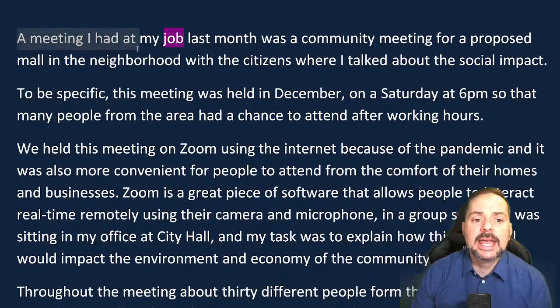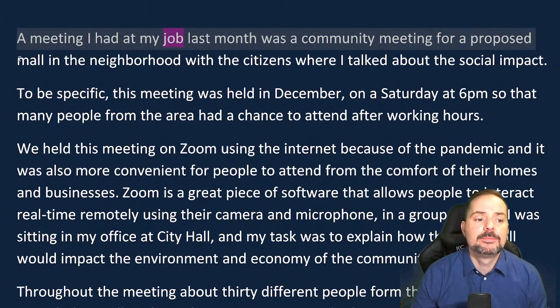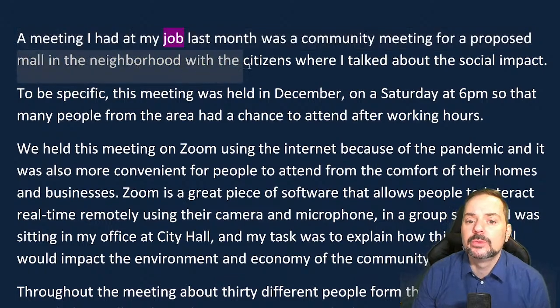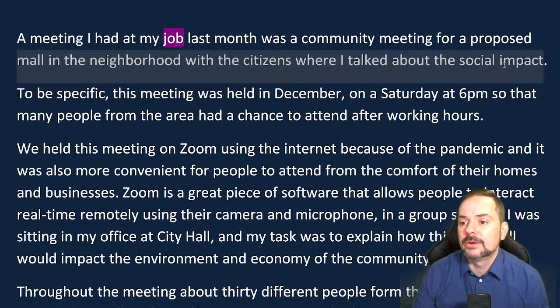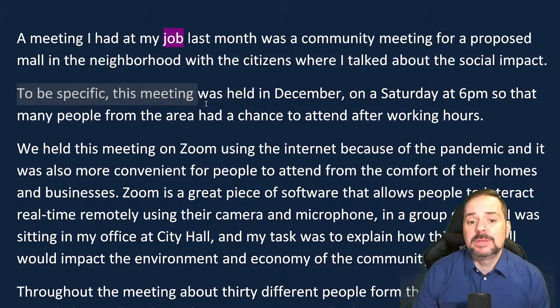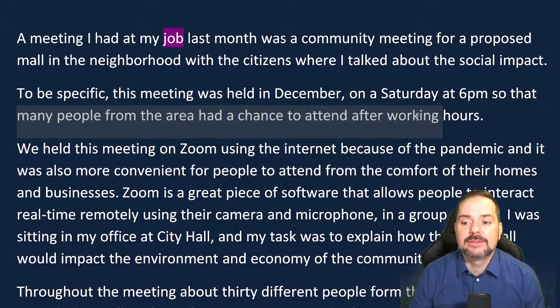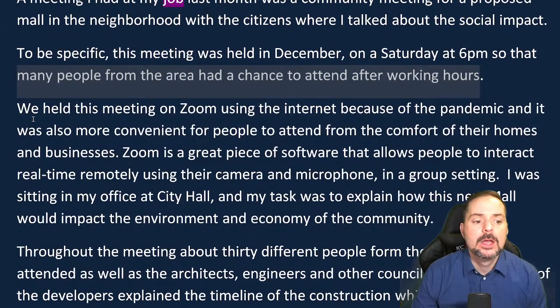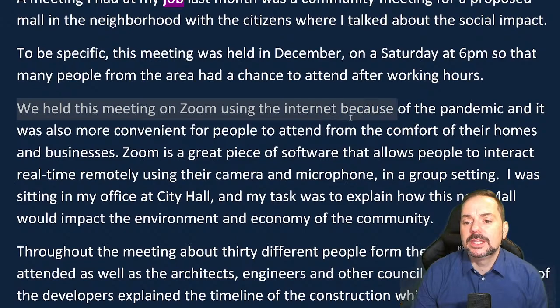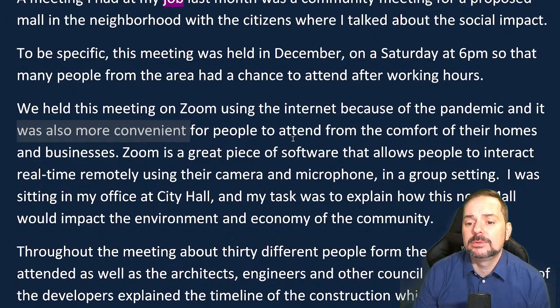A meeting I had at my job last month was a community meeting for a proposed mall in the neighborhood with the citizens where I talked about the social impacts. To be specific, this meeting was held in December on a Saturday at 6 p.m. so that many people from the area had a chance to attend after working hours. We held this meeting on Zoom using the internet because of the pandemic, and it was also more convenient for people to attend from the comfort of their homes and businesses.